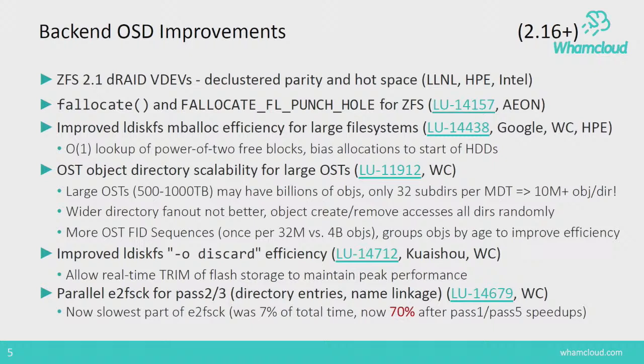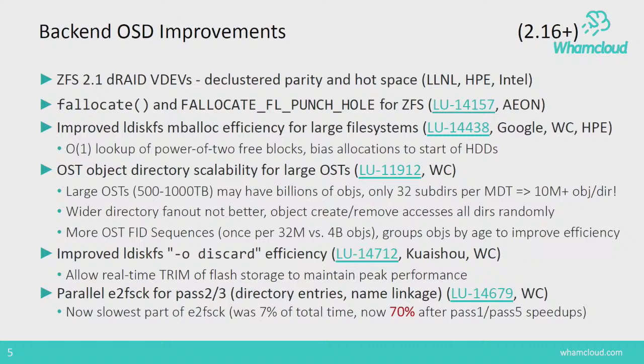So with the large OST sizes, we'll have billions of objects per OST, and the on-disk data structures are not really suitable for that today. We have 32 subdirectories per MDT, and while that's acceptable, it gives us about 300 million-ish objects per directory tree. That's still quite a lot for one directory. And having a wider fan out, having 64 or 128 or whatever object directories, doesn't really help, because you're doing random I/O within the blocks of those directories, and so you're not getting any efficiency.